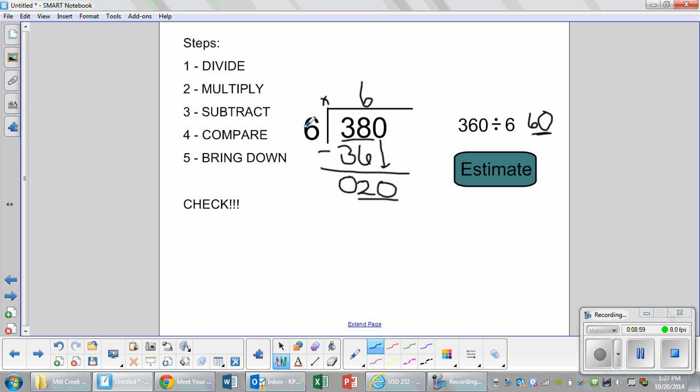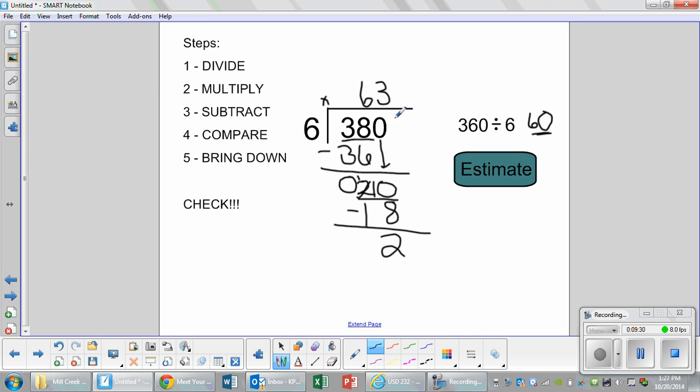again. So 20 divided by 6 is about 3. 6 times 3 is 18. Then I subtract. 20 minus 18, I know it's 2, but I'm going to show it here. I'd have to borrow. 10 minus 8 is 2. Compare, 2 is less than 6, so I'm good to go.